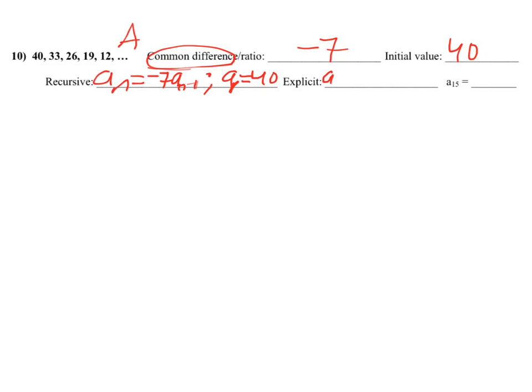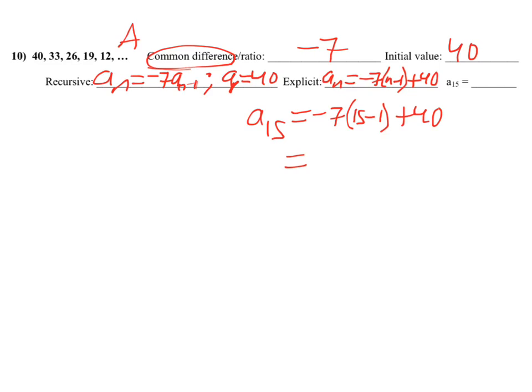The explicit function is going to be a sub n equals -7 times n minus 1 plus 40. And if you want to get a sub 15, you're just going to take a sub n, the explicit function, and put 15 in for your n value. And we can do that fairly quickly. It's going to give you -58.